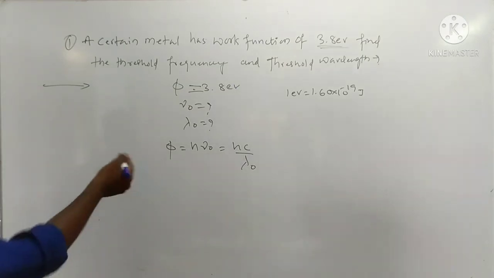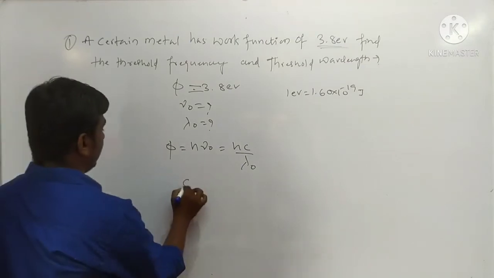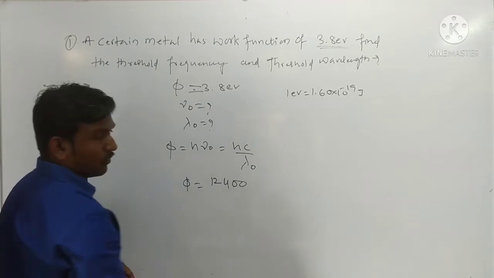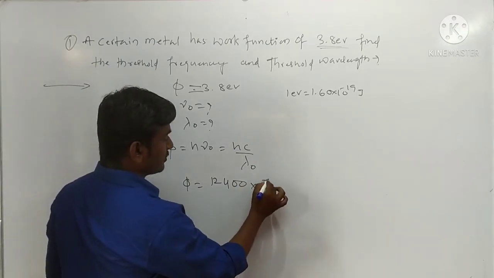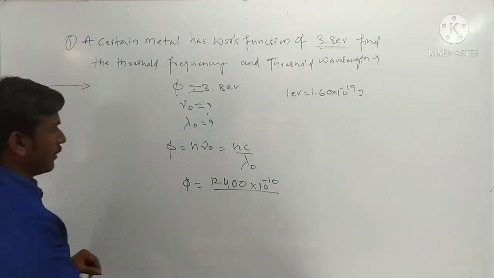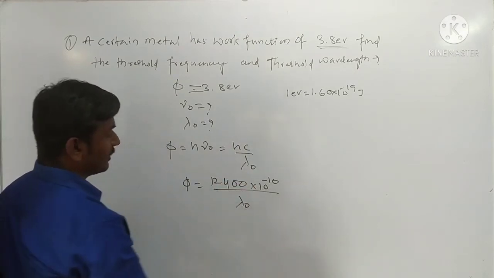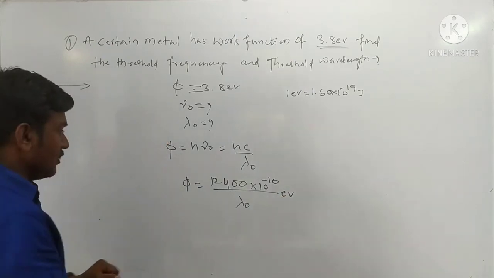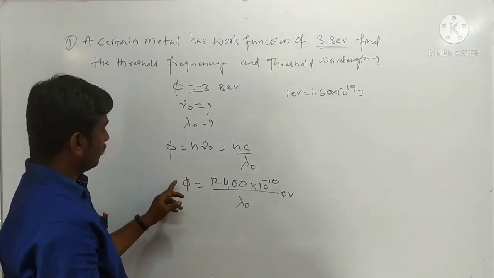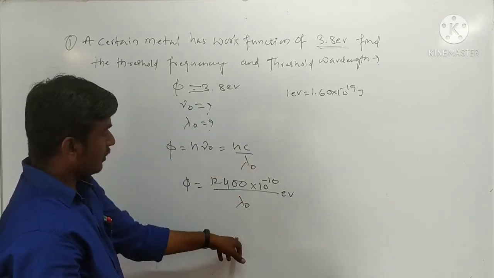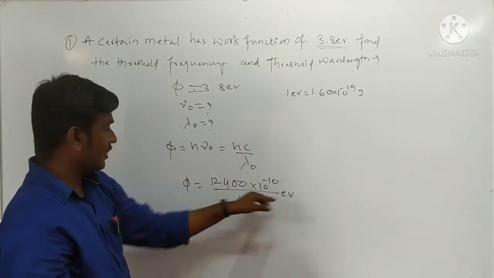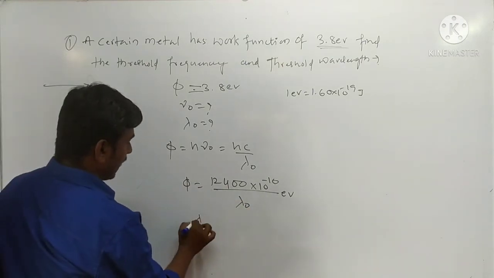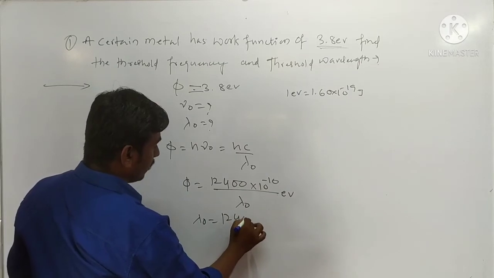Okay, so we will use a shortcut formula. Phi equal to hc, multiplied, the value comes to 12,400 into 10 power minus 10, whole divided by lambda naught. So lambda naught as it is we write. Here the unit is electron volt, right? So lambda naught comes here, and phi is given as 3.8. So electron volt gets cancelled, and we will get the remaining lambda naught value. So replace the things: lambda naught equal to 12,400.